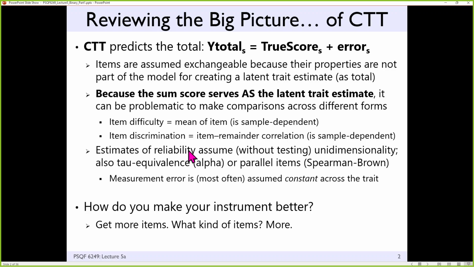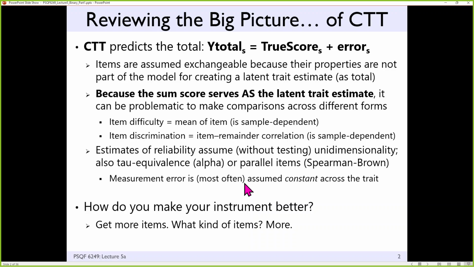And to be able to quantify reliability in these models, we would assume, without testing, unidimensionality. That's the biggest one. If you don't have that, everything is going to be way off. If you also are willing to assume tau equivalence, that leads to alpha as a measure of reliability. Instead, if you want to assume parallel items, that leads to the Spearman-Brown formula as your index of reliability. Do you remember the difference between these latter two? What's tau equivalent versus parallel?